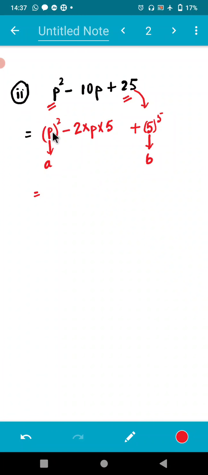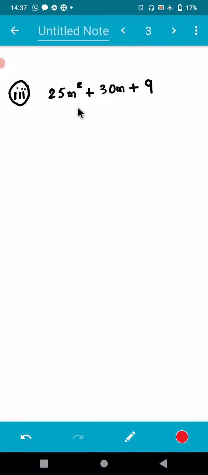So what is a? A we have assumed as p, then we'll put minus sign. What is b? B is 5, and we'll write whole square. So this is a required answer, students. Okay. So now let's move on to sum number 3.